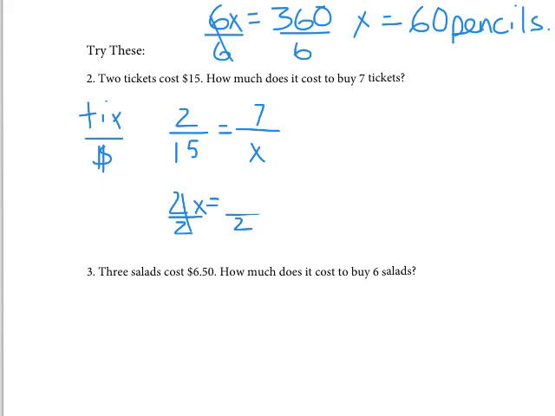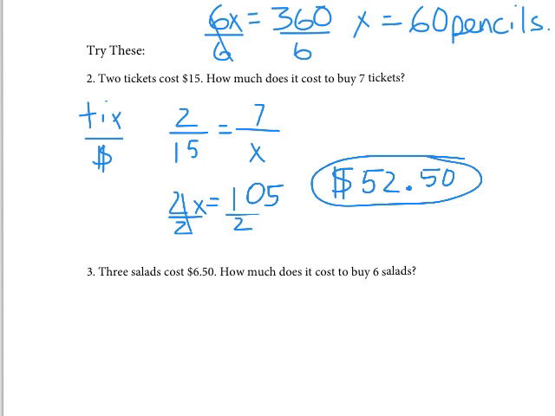Okay, so 15 times 7 is 105. So I divide by 2. 105 divided by 2 is going to be 52.50. Yay, we got it. I'm sorry, everybody. Okay, so $52.50.